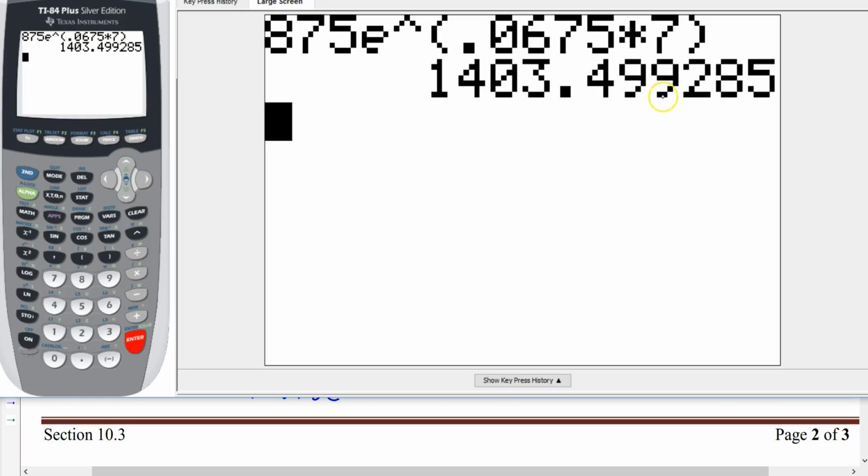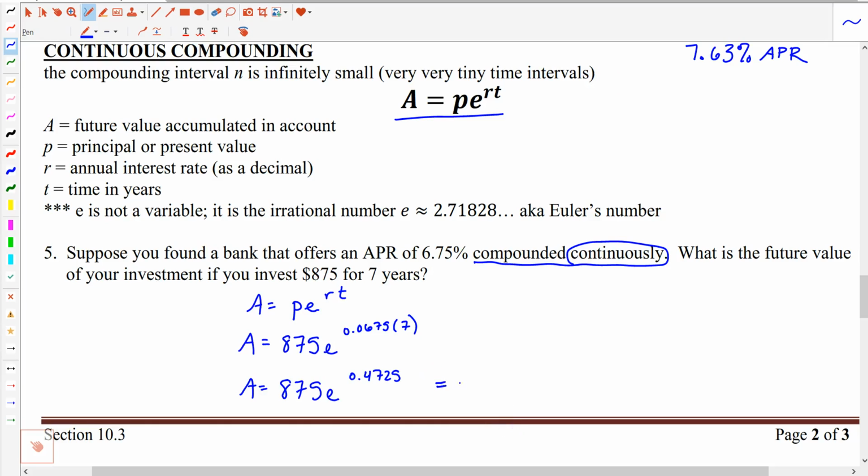Alright, so rounding this to 2 decimal places, because this is 5 or bigger, that's going to push that number up, which is going to push that number up. So ultimately we get that this future value is going to be $1,403.50. So this is the formula that you would want to use if you ever see that the compounding is happening continuously. You can't use the general compounding formula because there's going to be no value that you could use for n. It's basically going to be like positive infinity. It's a number so big that instead of using that formula, we use this formula instead.